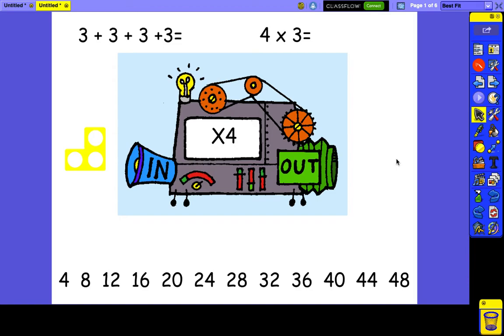Hi boys and girls, in today's lesson we're going to practice the skill of timesing by 4. We're going to use function machines for this, and I'm also going to teach you how to do page 41, which is in our home learning packs.